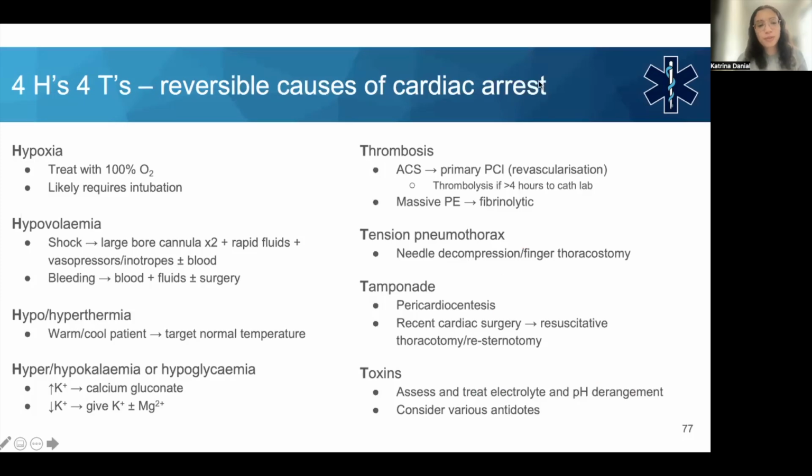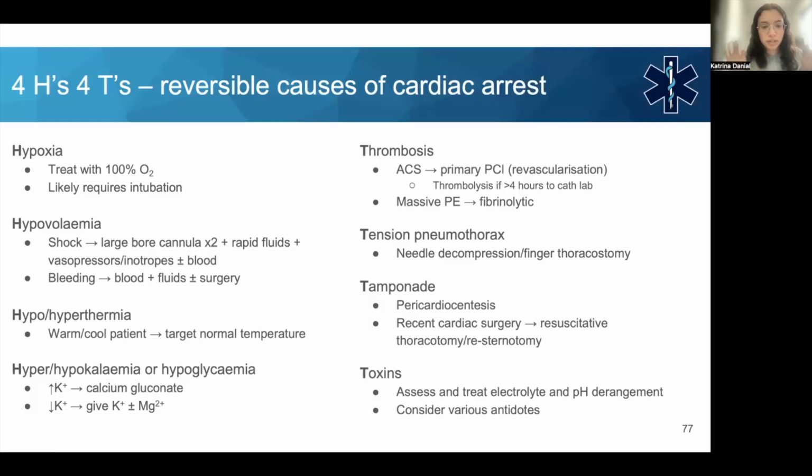Okay, so now I want to talk about the 4 H's and the 4 T's. So this is part of the ALS, right? Is to think about what are the reversible causes of cardiac arrest that I could treat to get this patient to become stable again with a pulse. It's beyond the scope of 3rd year probably, but it's good to know, and you will have all the tools and all the knowledge to be able to understand it.